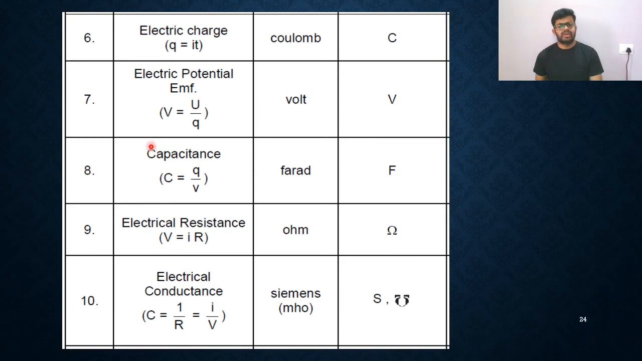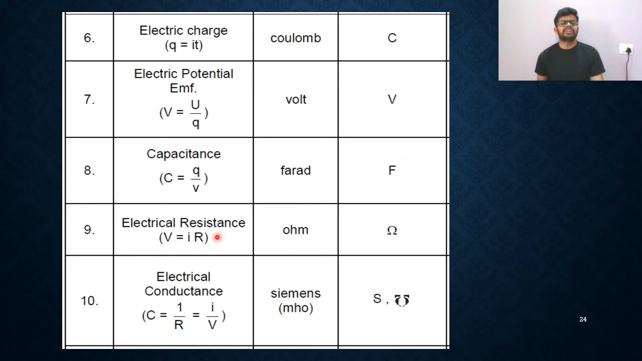Next, I'll talk about capacitance. This capacitance will come after the electrostatics chapter, so definitely you will learn this chapter, no need to worry about that. Capacitance C is equal to Q upon V. So its unit is farad, and it is represented by capital F.